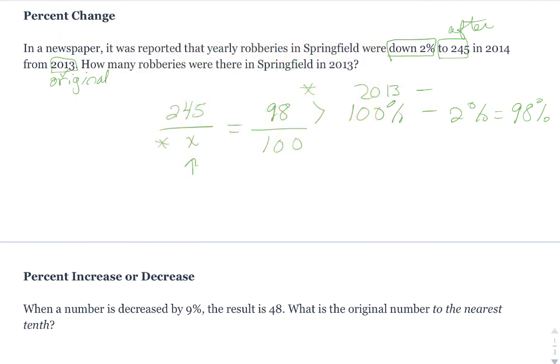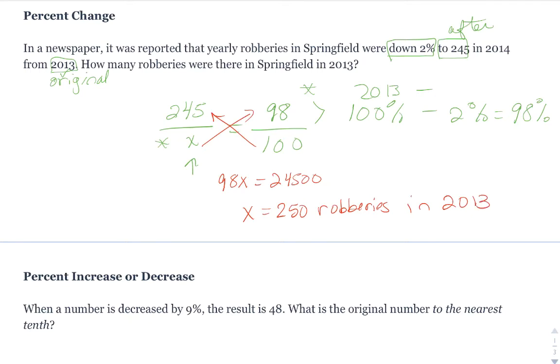So we cross multiply. 98 times x equals 100 times 245. And now we go ahead and do the math. 24,500 divided by 98 gives us that we have 250 robberies in the year 2013. And so if we go ahead and do 250 minus 2%, we get 245.